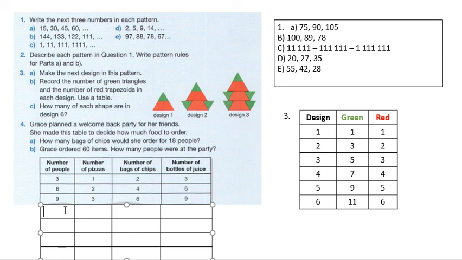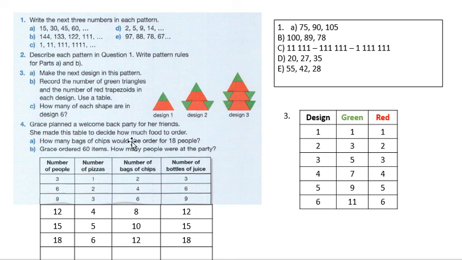So this is 9. We're going to keep adding 3. That's 12. That's 15 people. And that's 18 people. So for our number of pizzas, we add 1 every time. That's a number of pizzas. For a number of bags of chips, we're going to add 2 every time. And for our bottles of juice, we're going to add 3 every time. And we'll just center all of this. So now, this is how much of every item she would require.